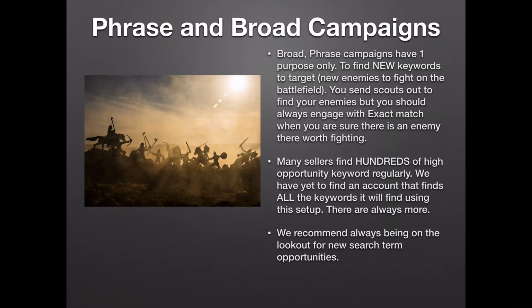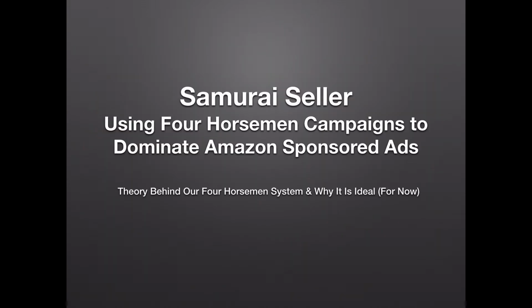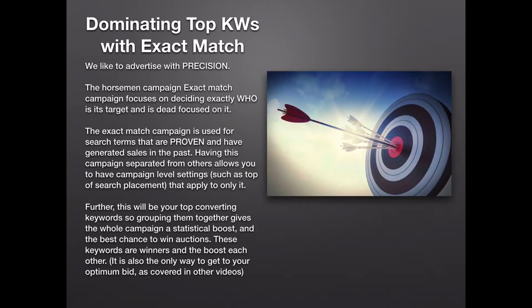A brief introduction to our 4 Horsemen campaigns structure. We use this to dominate Amazon sponsored ads. You go and attack the competition, go on a full-out campaign blast, cavalry going on the field, going against your competition. So here's the theory and why it is the best system that we found, at least for now, since Amazon changes things.